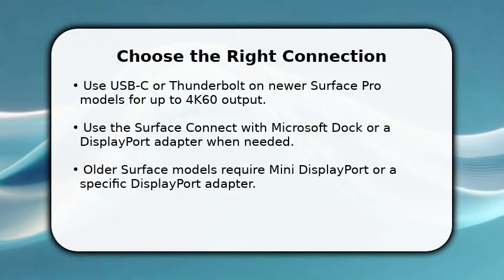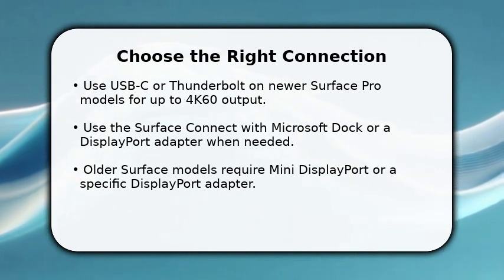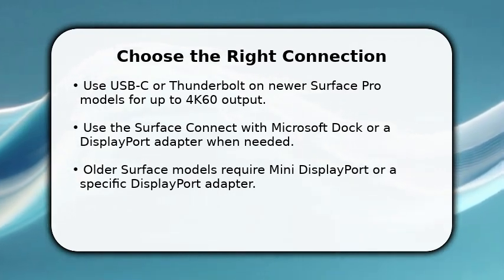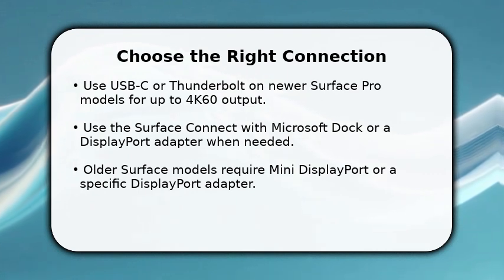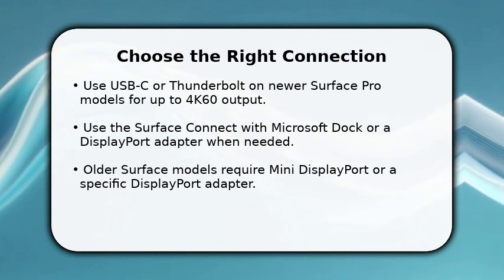Enjoy the video. Start by identifying your Surface Pro model and its available ports. Newer Surface Pro models include a USB-C or Thunderbolt port. Use that port for direct video output up to 4K at 60Hz when supported.